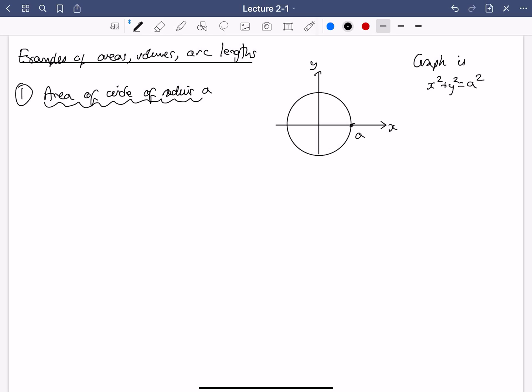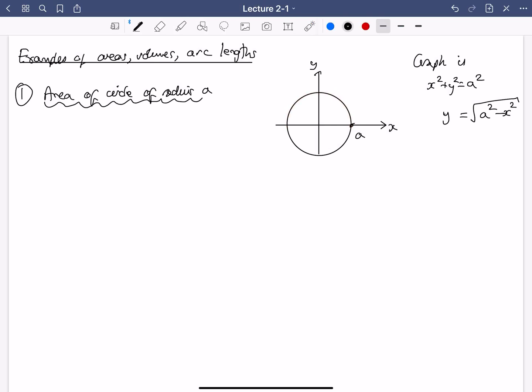That's basically Pythagoras. And if I make y the subject, so I bring the x squared over to the right-hand side, that's y squared. So y is going to be plus or minus the square root of a squared minus x squared. And I'm just taking the plus square root, so that's the equation of this function that's the top half of that circle.